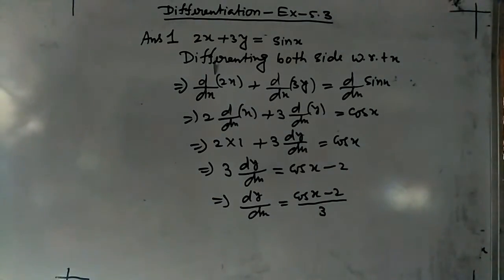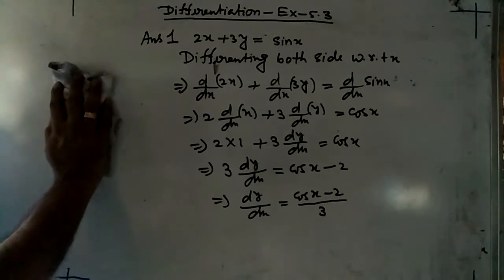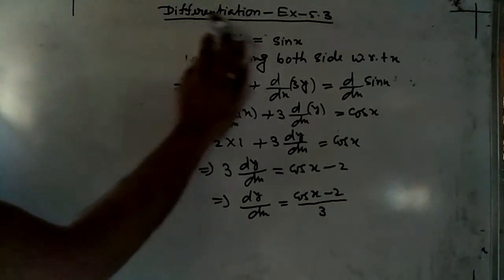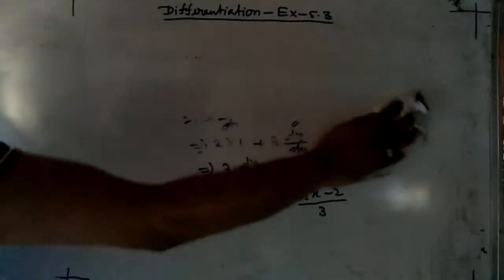It was an explicit function, but there is no need to express it as y equals a function of x directly. All the terms you can differentiate, then you will get dy by dx. This was answer number 1. Then our next question we will solve is question number 5. Now question number 5.